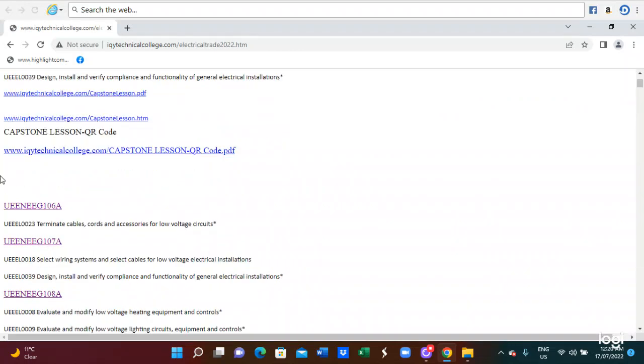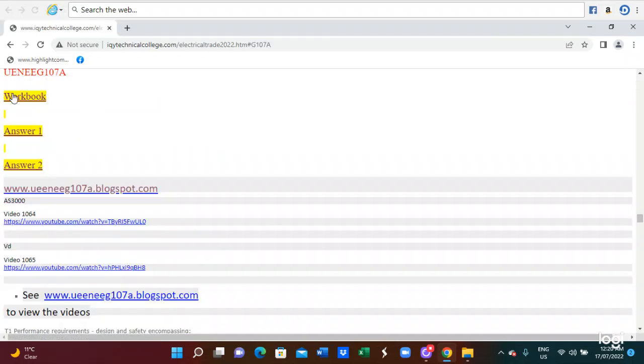Okay, then we have to do the G107. For this G107, you have to read this workbook. So this is the workbook here. You have to read the workbook and do the exercise. I also provide the answer for the exercise.